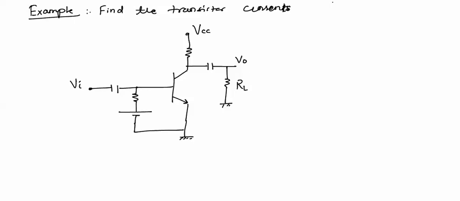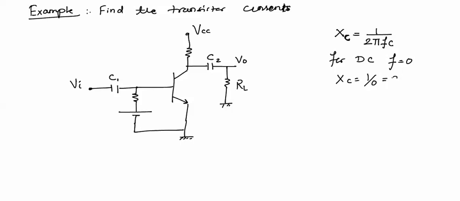So for DC analysis, these capacitors, which are called coupling capacitors C1 and C2, have capacitive reactance Xc, which is equal to 1 upon 2 pi f into C. Now for DC, frequency f is equal to 0. If frequency f equals 0, then Xc equals 1 by 0, which equals infinite.